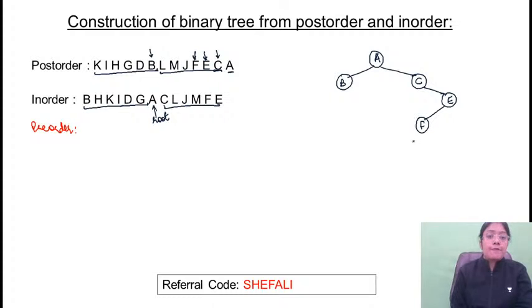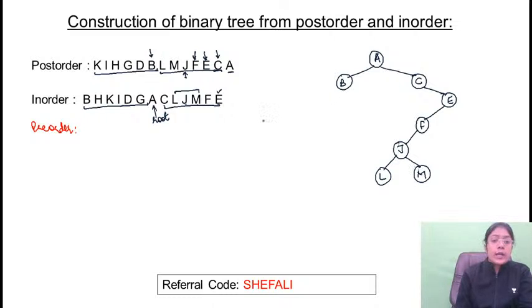Now on the left of F, all the elements are there, but this is already considered. So right of F is over, so left. What will be the root node? That is J. Now on the left of J we have L, and on the right of J we have M.